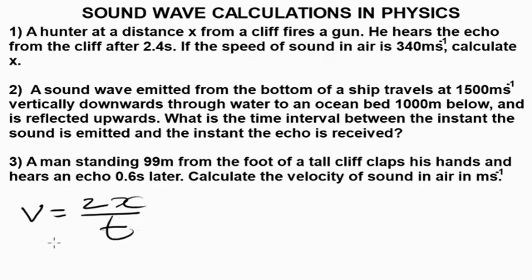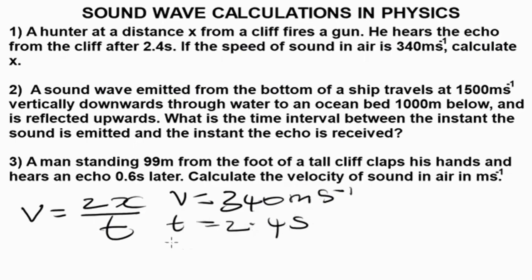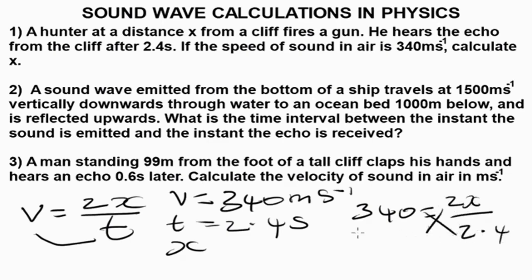So from this question, let's bring out our parameters. We have our v to be 340 meters per second, and we have our t to be 2.4 seconds. We don't have our x, we're looking for distance. So all you have to do now is to input these parameters in this formula to get your x. When you do it, you're going to have 340 equals 2 times x over 2.4, so you cross multiply.